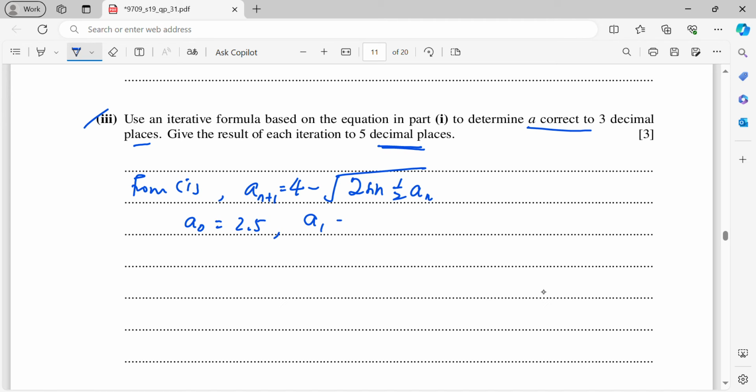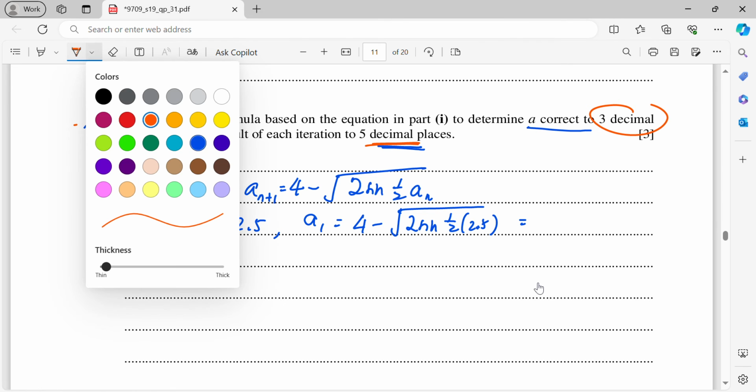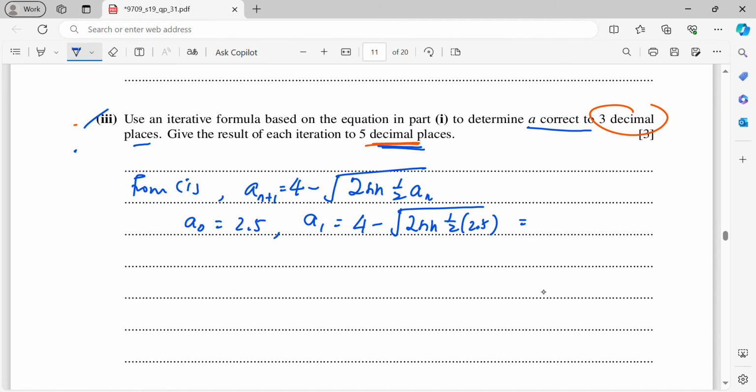Then I will get a1. That is 4 minus square root of 2 sine half times 2.5. Now look at here: 5 decimal places for each iteration, final answer 3 decimal places. So remember to calculate all this using radians mode. Then you will be getting 2.62233. So that is our a1.